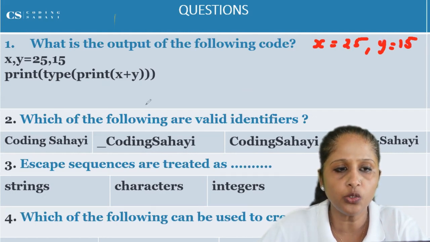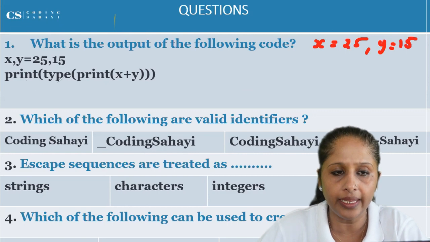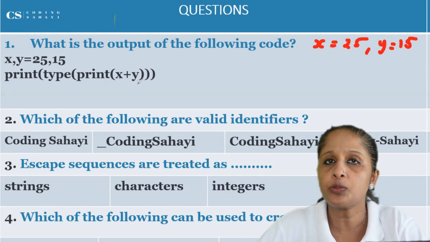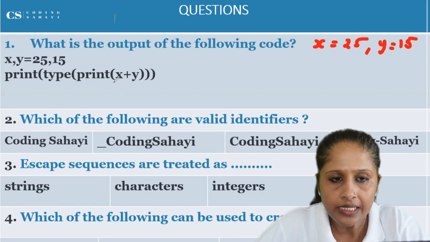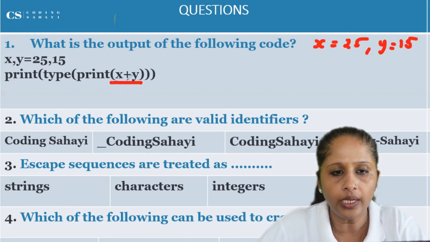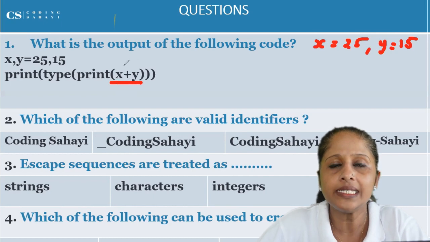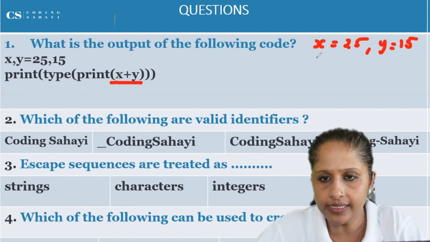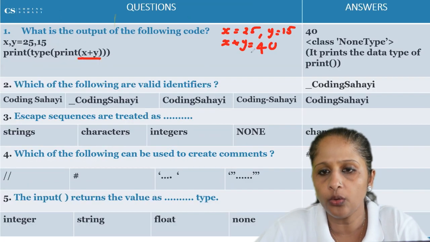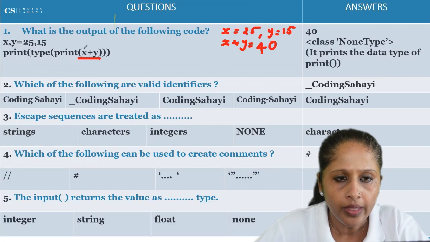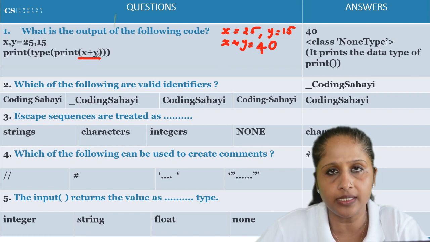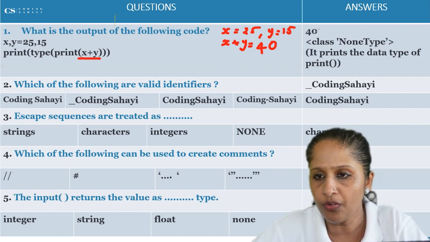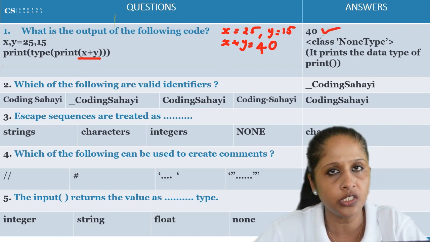Here we have so many functions. First we have print, then type, then print, then x plus y. So many parentheses are there. First the inner parenthesis will be executed. That means first the addition will be done, that is x plus y. You will get the answer 40. Then we have print of x plus y. That means it prints the value 40. So this is the first output.